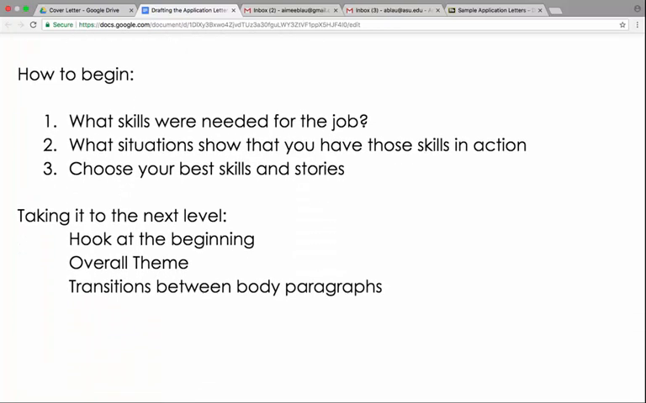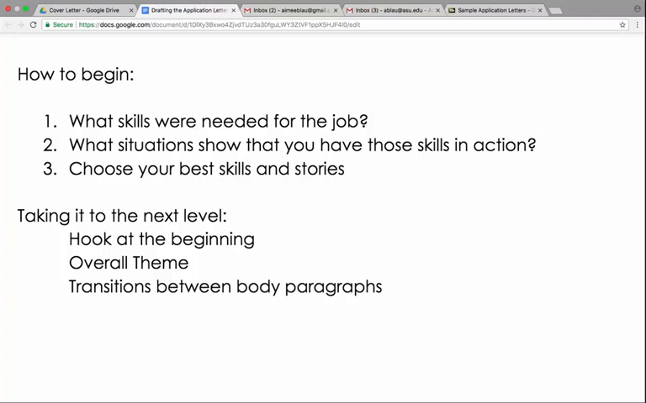So when you're ready to begin, you want to think through these two questions. What skills were needed for the job, and what situations show that you have those skills in action? Now, what's interesting here is if you think about it, you already have all of that raw material. What skills were needed for the job? That's going to come from your job ad analysis. What situations show that you have those skills in action? That's going to come from your professional skills inventory. So you already have all of the raw information. You're just compiling it using the STAR method.